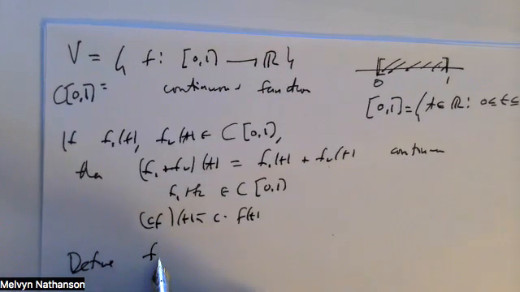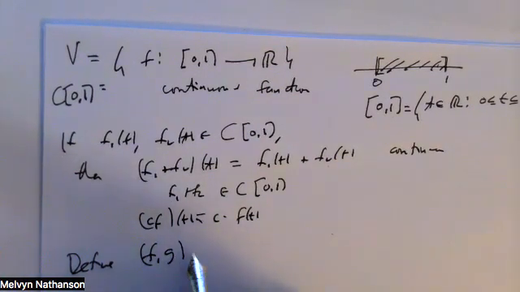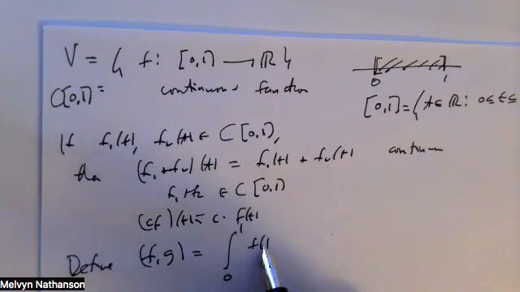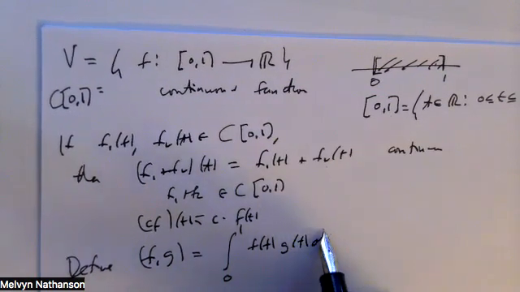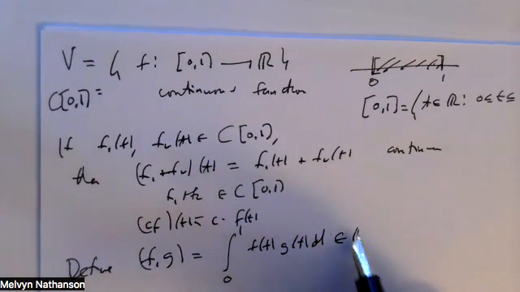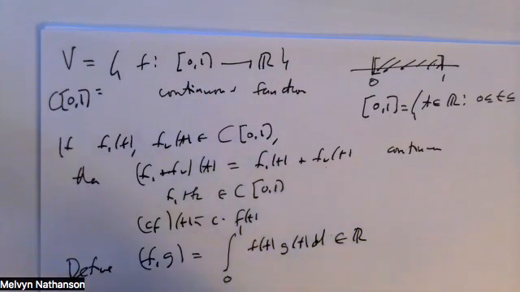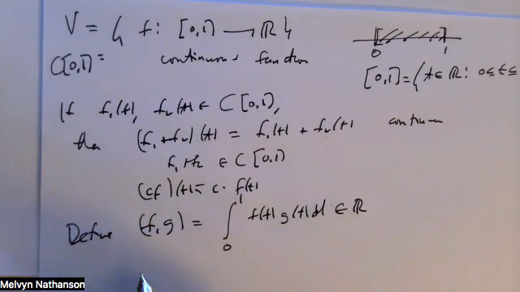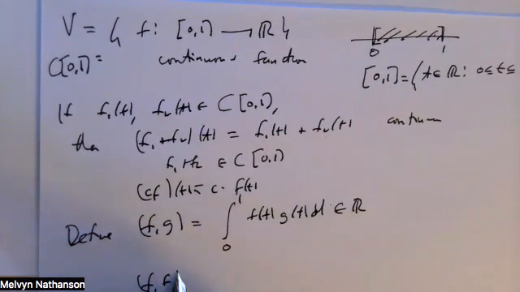Let's define fg, where f and g are two functions, to be the integral from 0 to 1 of f of t, g of t, dt. So if f and g are continuous, so is their product. You can integrate a continuous function. This is some real number. And you can check the properties of the integral, say this is a bilinear form.